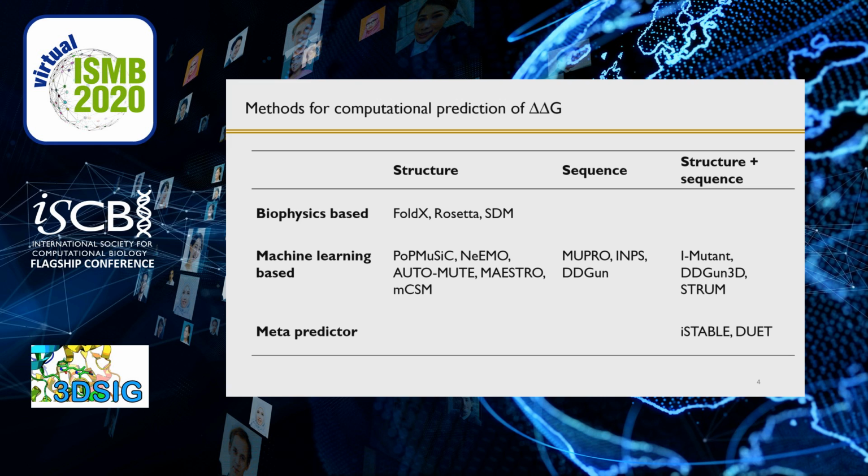Some methods calculate delta-delta Gs by explicitly modeling the energetics of protein structural conformation, while a larger group of methods are based on machine learning where either only structure or sequence features are used as input, or both kinds of features are combined as input. And with many methods available, people have also developed meta-predictors that combine predictions from various methods.